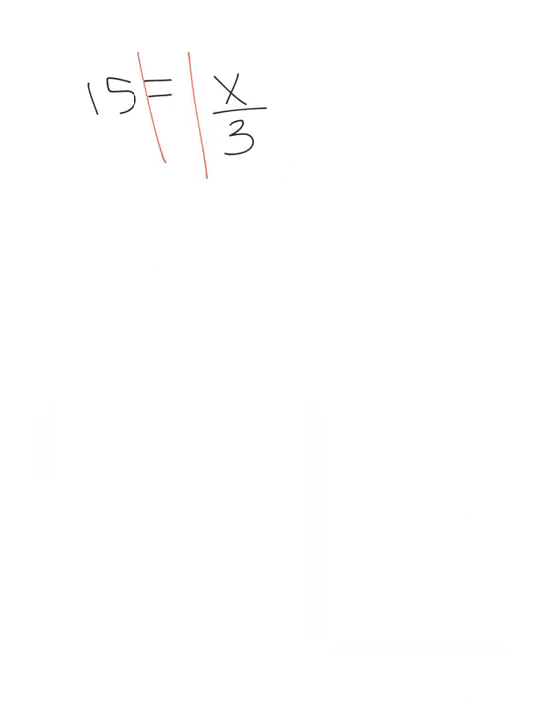Here we have 15 equals x divided by 3. So we are going to multiply. If you want, there's that dot. Multiply both sides by 3.